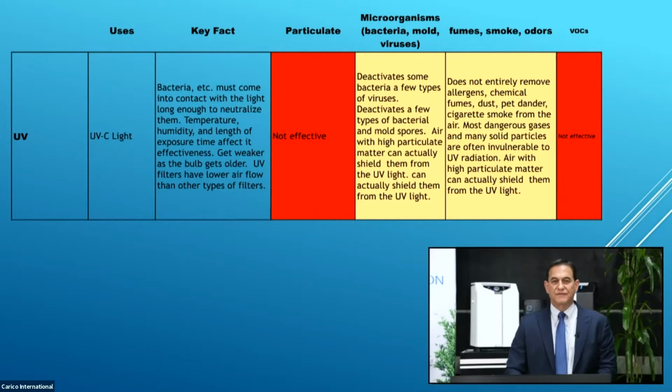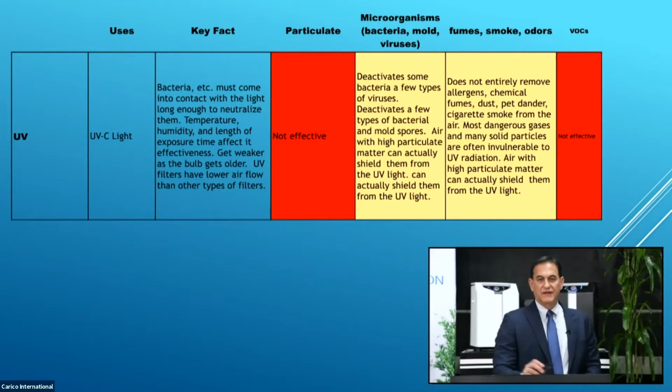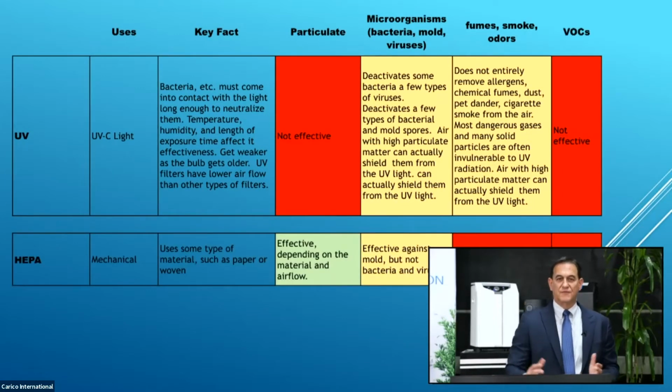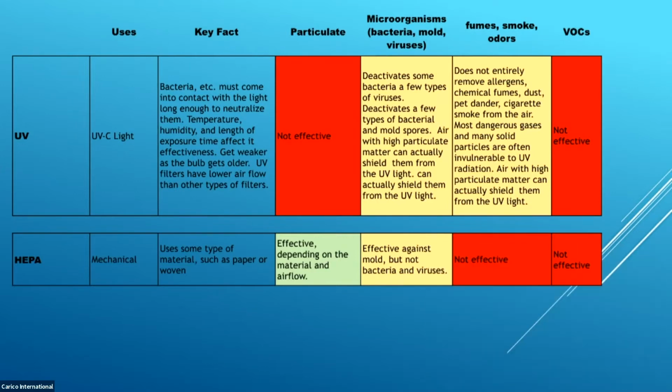Now, the next kind of filtration is called HEPA filtration. We're familiar with this because we've heard a lot about it. It's in our unit. And what a HEPA filter is, it's a mechanical filter. That means it's made out of some material, paper or woven material.